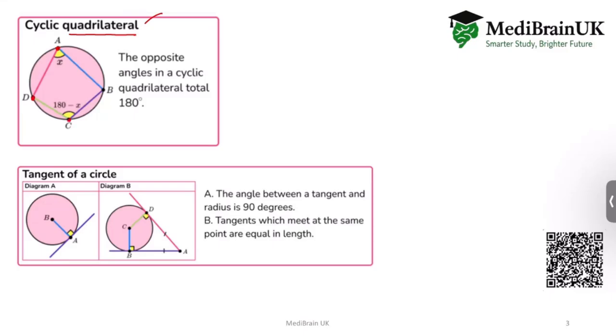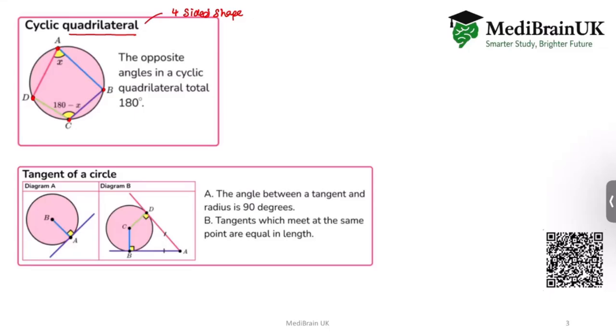A, D, C, and B, all the corners are touching the edges of the circle. That's what you call a cyclic quadrilateral, a quadrilateral which is placed within a circle. When you've got a four-sided shape placed within a circle, all that means is that it has become a cyclic quadrilateral. The rule you need to be aware of is that opposite angles in a cyclic quadrilateral add up to 180 degrees. That's the key rule.